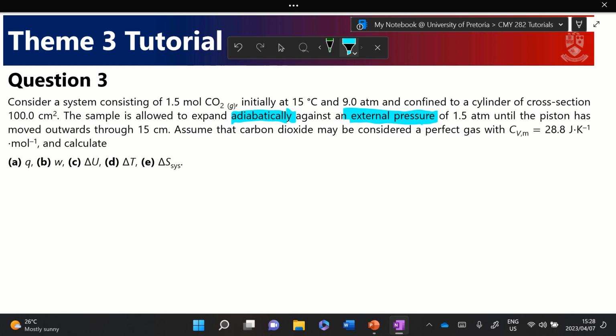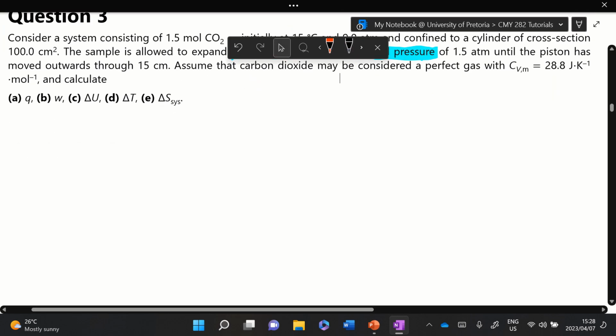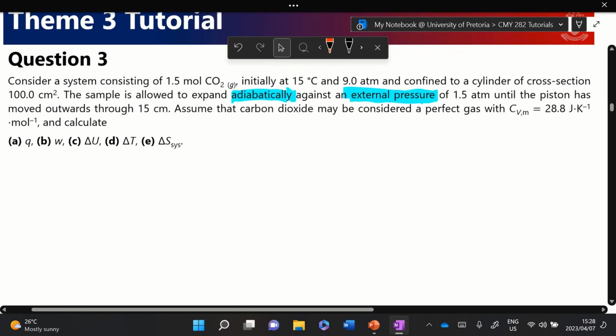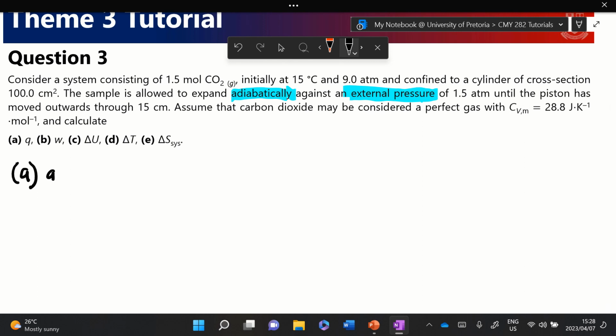Okay, right. So what are we then to calculate? We're asked to calculate those things. The first thing, it's adiabatic again. So we start with A. What is it? Q is equal to 0 because we have an adiabatic system. But this is against a constant external pressure, so this is actually an irreversible process.